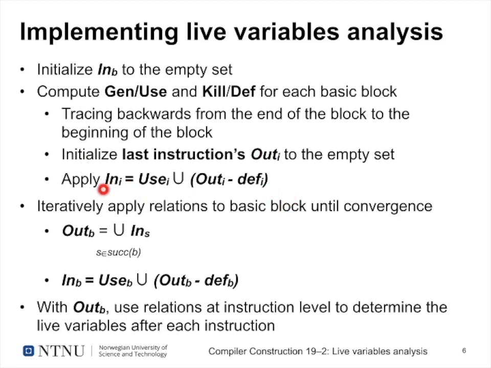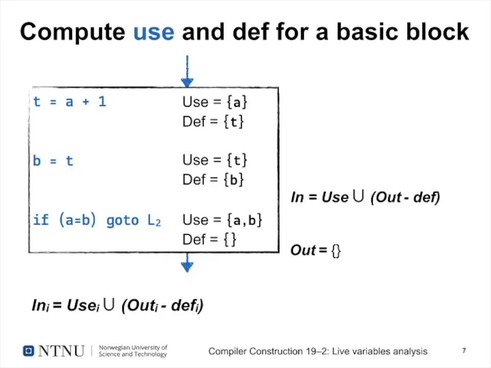So we set the in set to the use set joined with the out set minus the ones we've defined in this instruction. So when we did this for each instruction, we can actually iteratively apply these relations to the complete basic block until we hit convergence. So then we have out B is the join over all successors of B of their in values. So let's look at a detail here and an example.